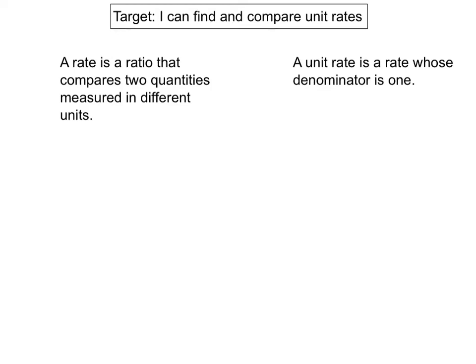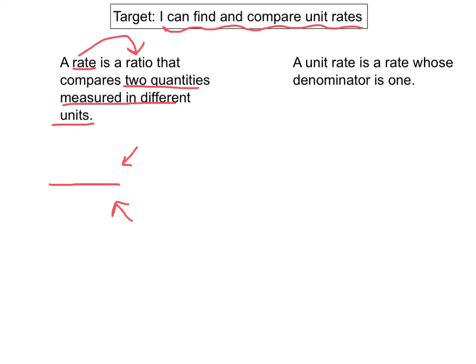In lesson 4.1, the target states that I can find and compare unit rates. A rate is where we're going to start, and a rate is a type of ratio that compares two quantities measured in different units. So we're talking about putting together a fraction, and in the numerator and denominator we're comparing two numbers that came from two different units. So we're going to go over several examples in this video.